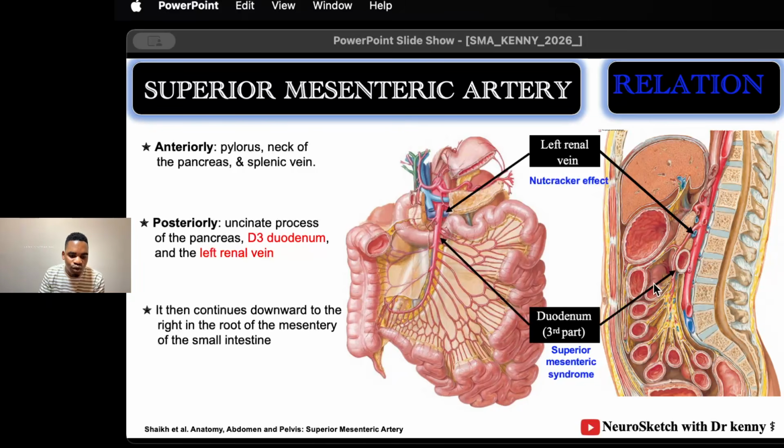We also have the duodenum passing between the superior mesenteric artery and the abdominal aorta, and it can sometimes be compressed between these structures. This results in intestinal obstruction of the lumen of the duodenum, and it's very important. This is called superior mesenteric syndrome: compression of the third part of the duodenum by the superior mesenteric artery between the SMA and the abdominal aorta.